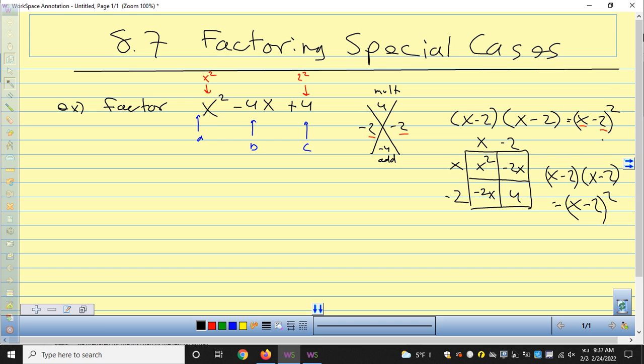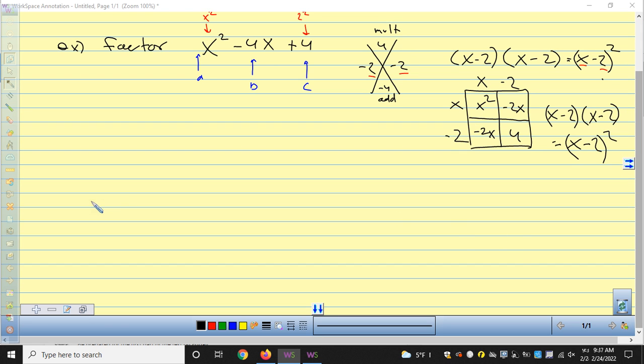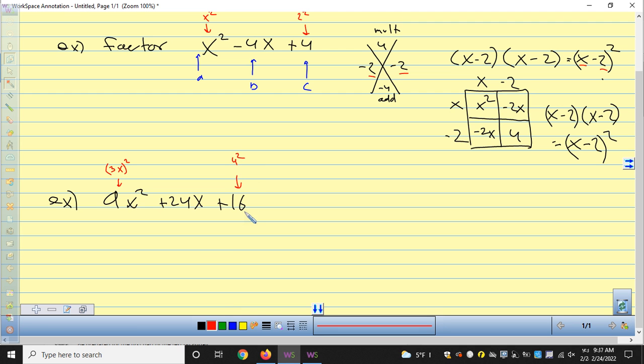All right, so let's look at another one. We're still factoring 9x squared plus 24x plus 16. And I'm going to point out here, when we're starting, 9x squared is 3x quantity squared. And 16 is 4 squared. So each of these is a square again.